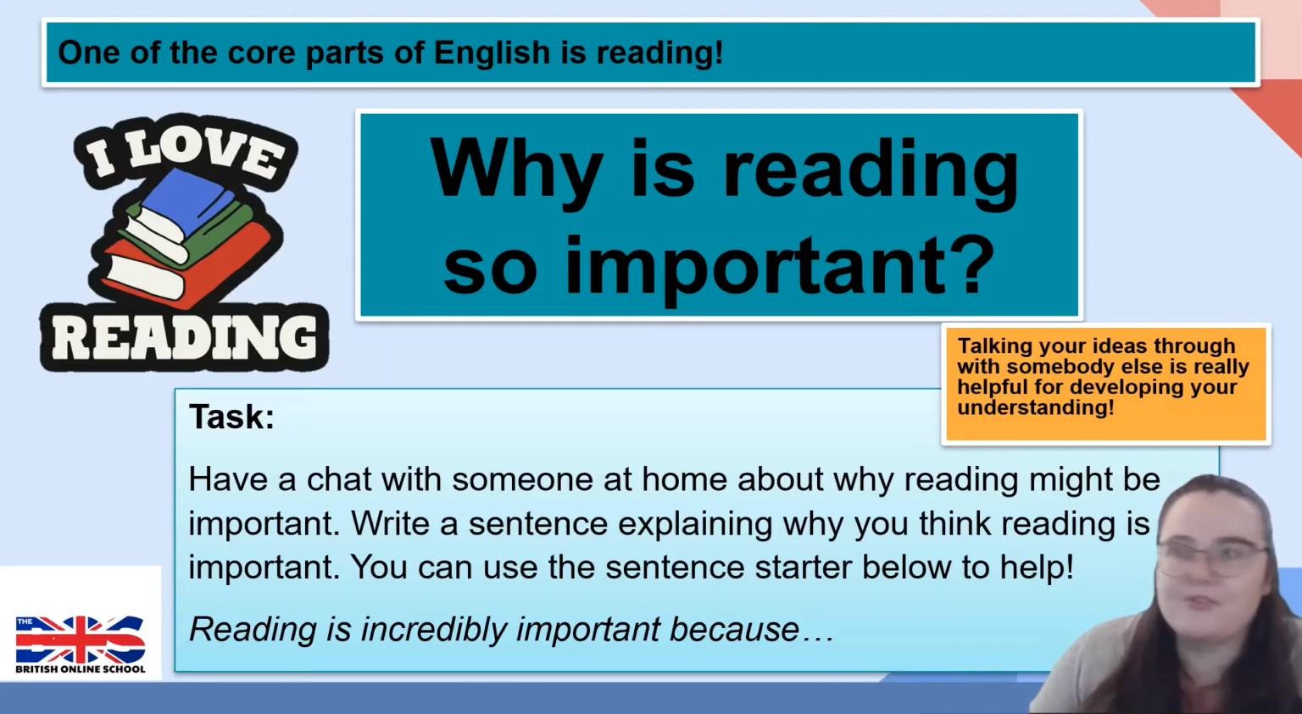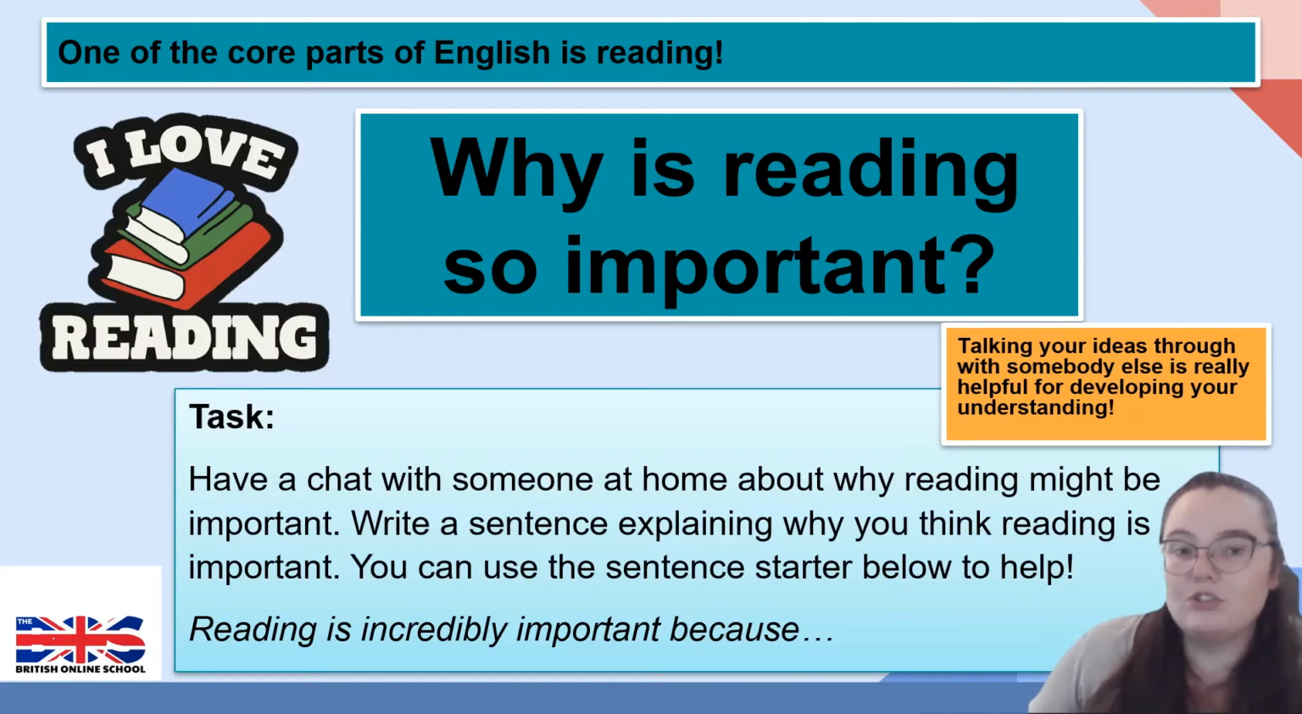Okay, I often found when I was revising for my exams, I would explain things to myself over and over again, and it actually meant I understood it a lot better. So that's why we're focusing now on talking through this. So what I want you to do is to have a chat with someone at home, or your cat, or a stuffed toy, or a wall, about why reading is important, okay? And then write a sentence explaining why you think reading is important. You can use the starter sentence below to help you. So if you're stuck, then start your sentence with, reading is incredibly important because, all right?